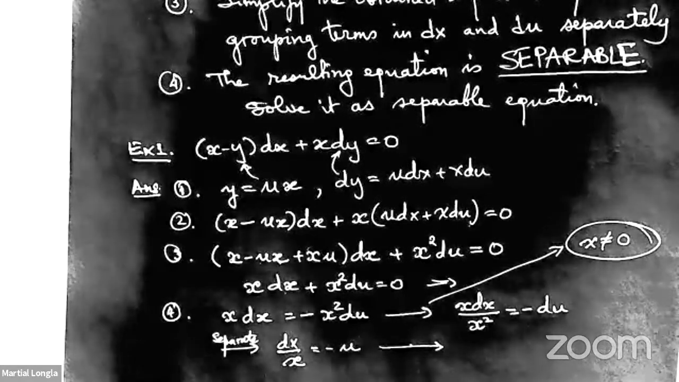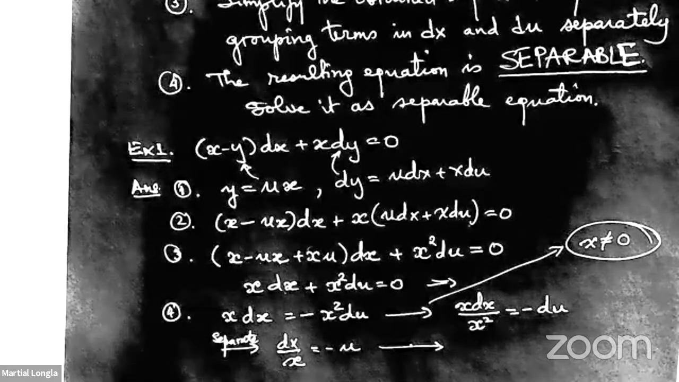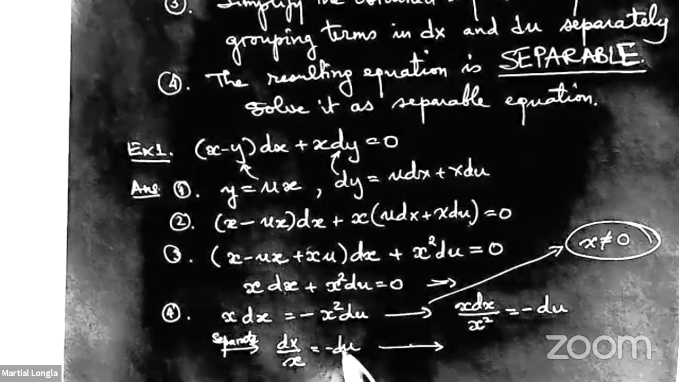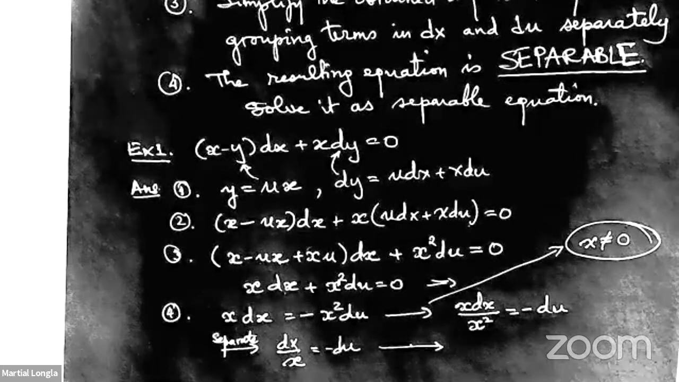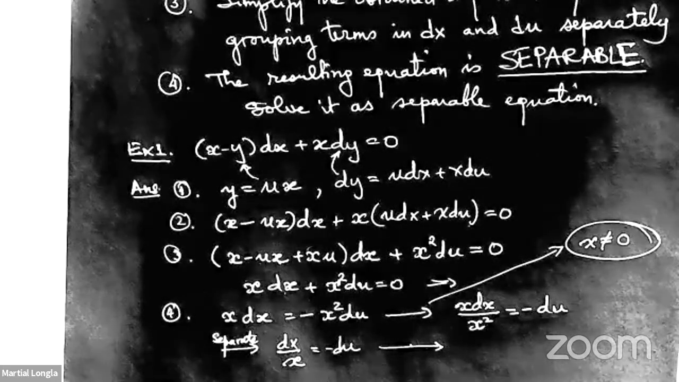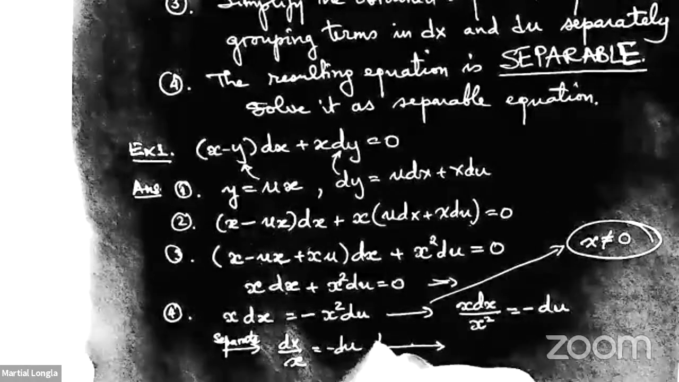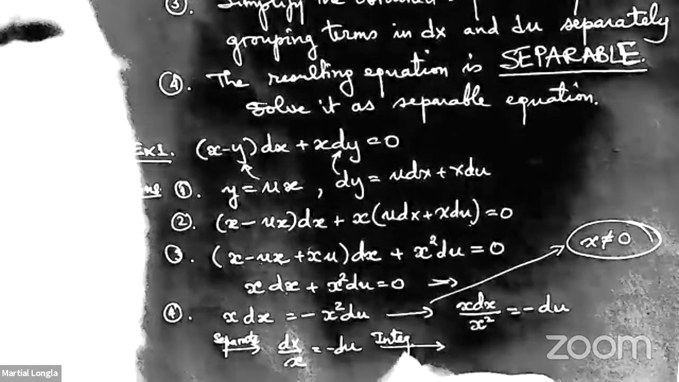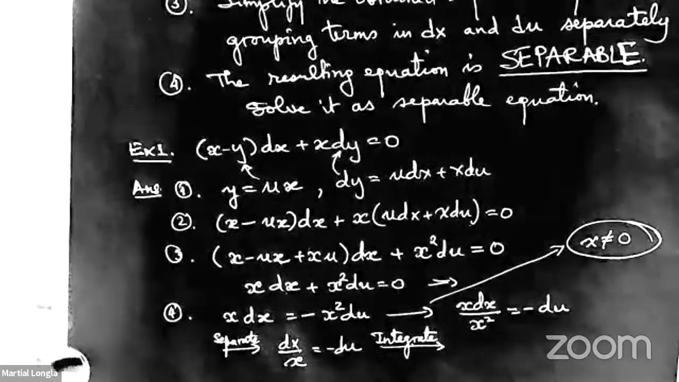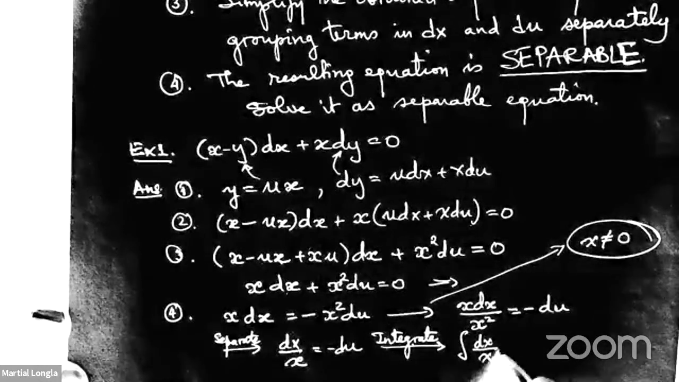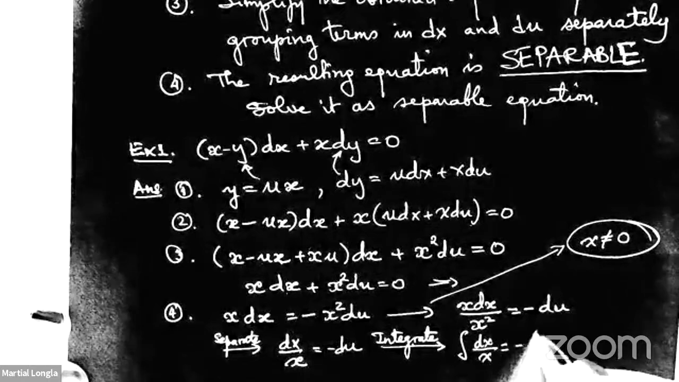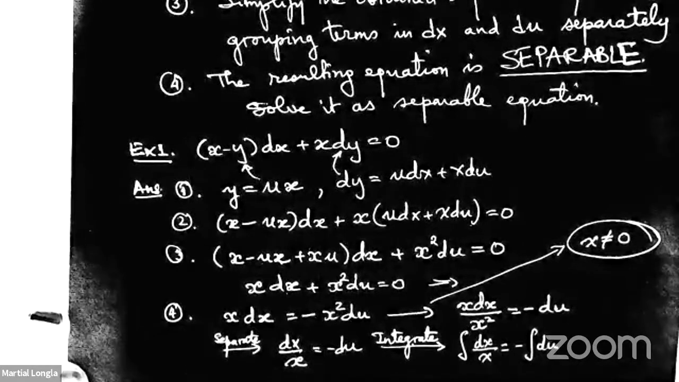Why did you drop the du? Like, why'd you drop the d? That's du, not u. It can't be dropped. Next step is to integrate, right? Good. Next step is integrate. So right here, that's what we're going to do. We integrate both sides. So that's integral of dx over x equals negative integral of du.